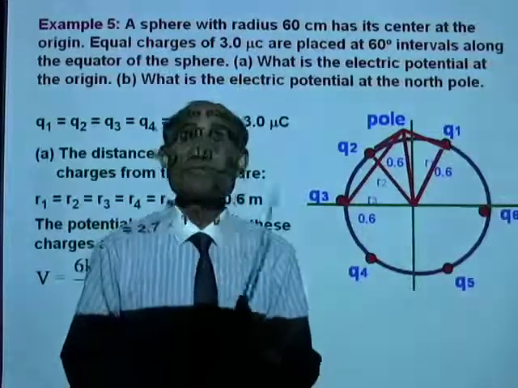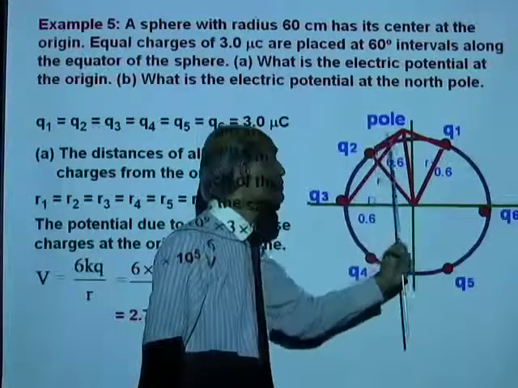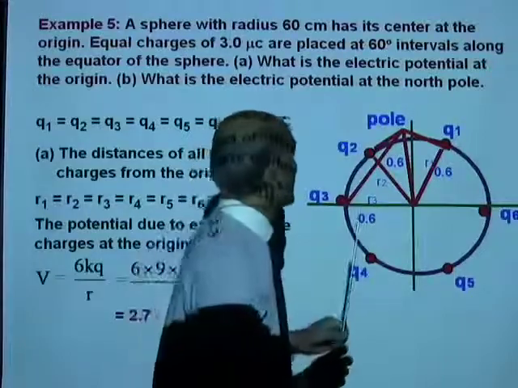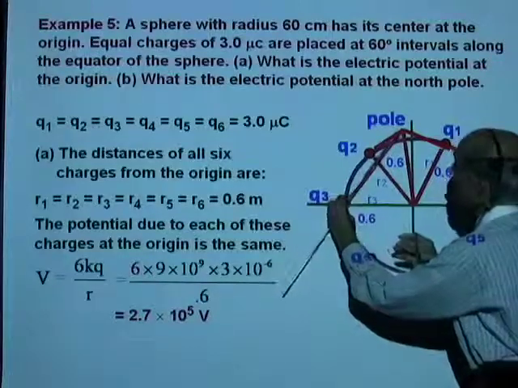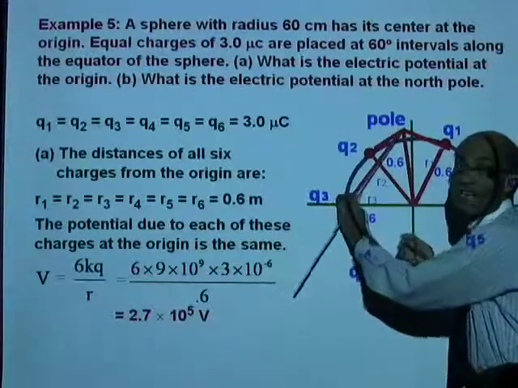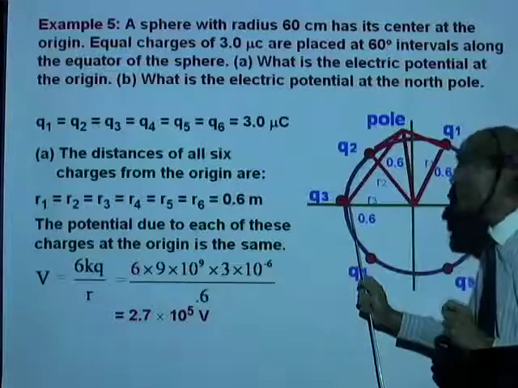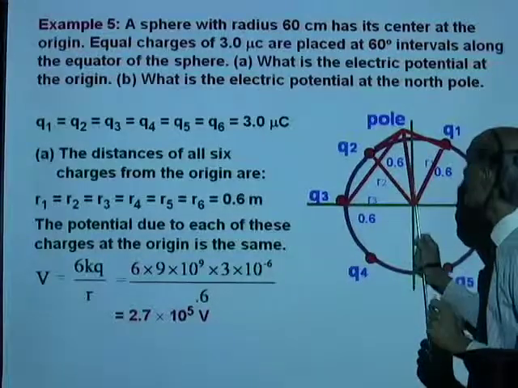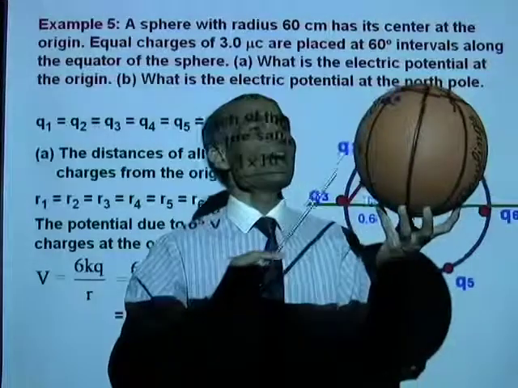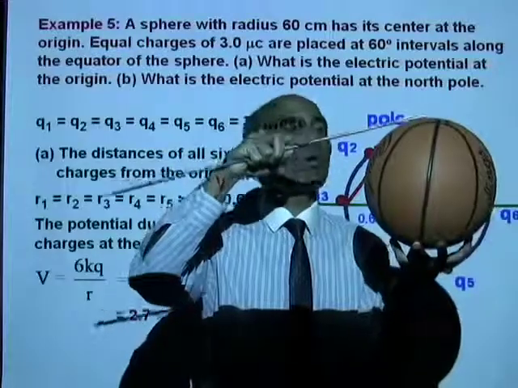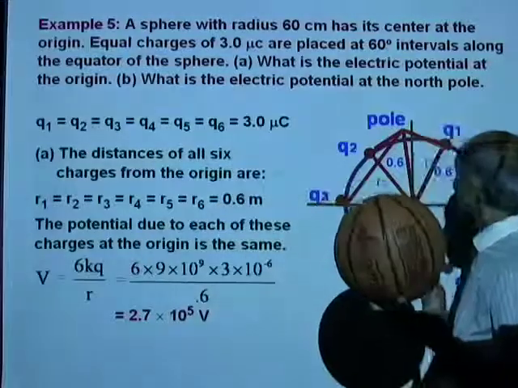And again, the first thing we need to figure out is the distance of a charge from the North Pole. Now, if you can visualize it, that distance is actually the hypotenuse of a right triangle. And what are the legs of that right triangle? This radius and this radius. You see, if you draw a line from the center to the North Pole, that will be a radius.